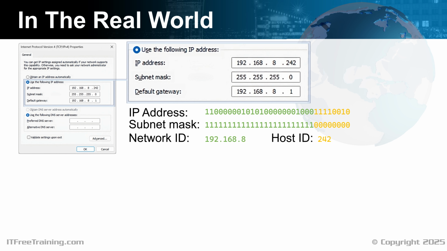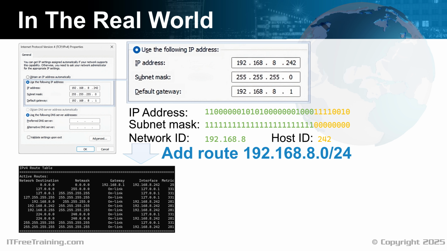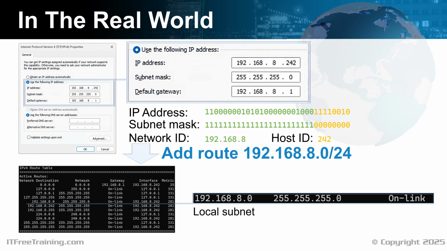To route packets to the local subnet, a route is added to the local routing table. This is all done automatically. Normally, you won't need to make changes to the routing table on the device. This will be done automatically for you. You can see that the route that has been added forwards packets to the local subnet. The term on link is essentially saying to send the packet to the network card to the local network.